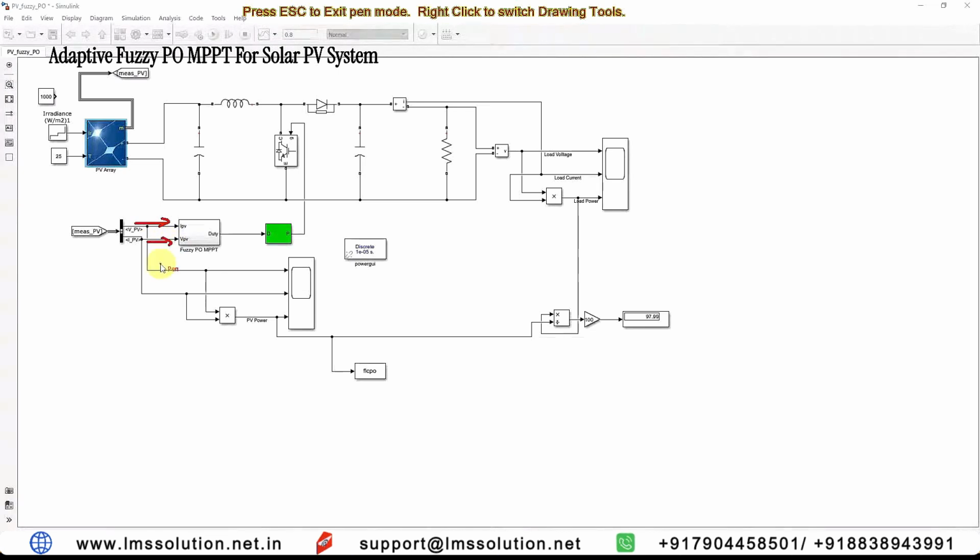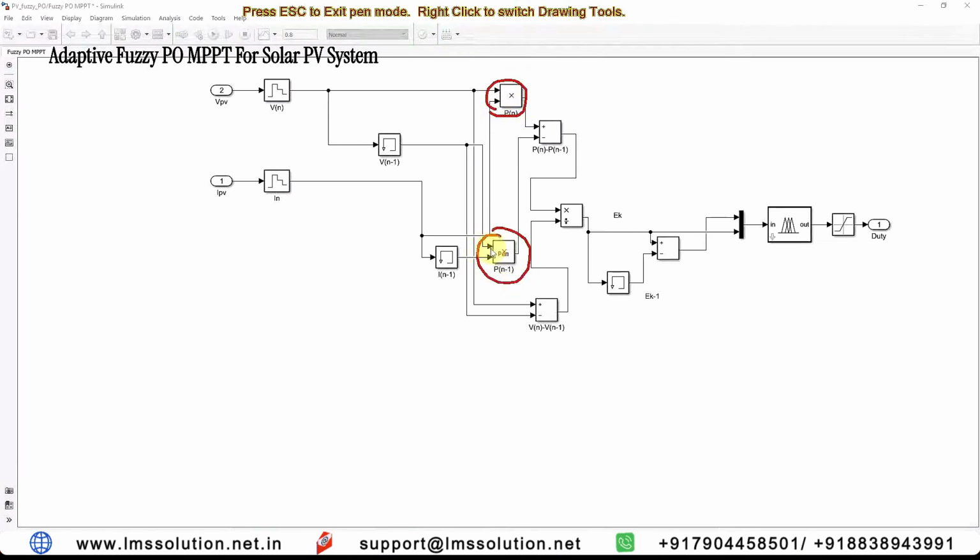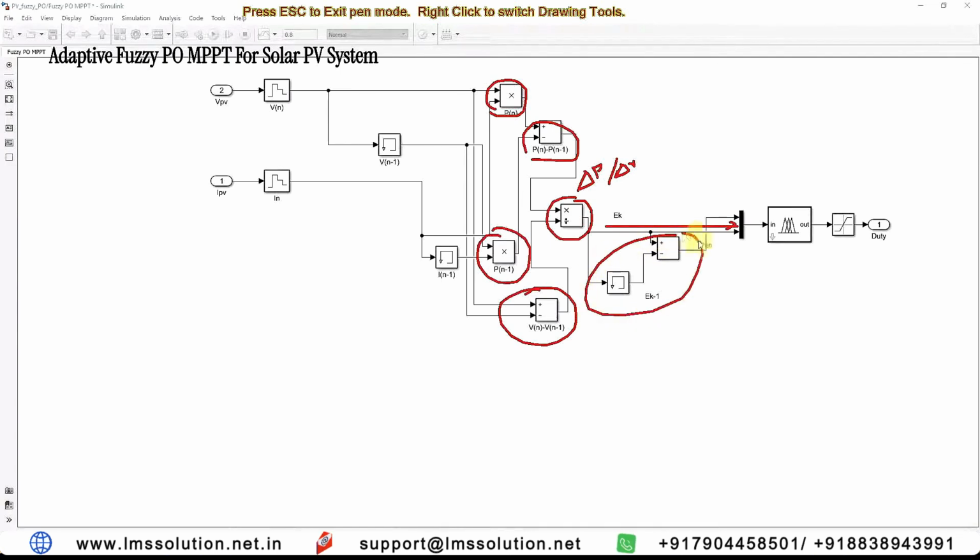This is the input for adaptive PO for CMPPT. Inside you can see that we are calculating the power, the current instant power and previous instant power. Then we are calculating the change in power here, and the change in voltage. After that we are dividing them here. This is nothing but del P by del V, the slope of the PV characteristics of the PV panel. This is considered as the error, and here we are calculating the rate of change of error. These will be the inputs for the fuzzy logic system. The output of this fuzzy logic system is the duty cycle.